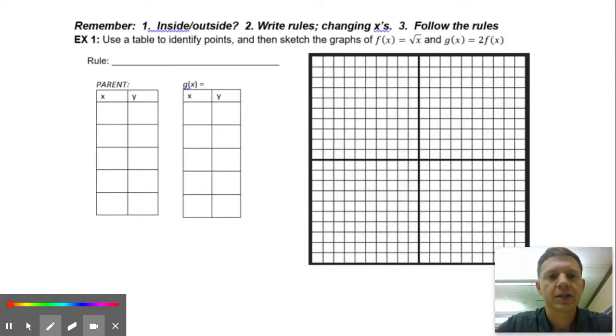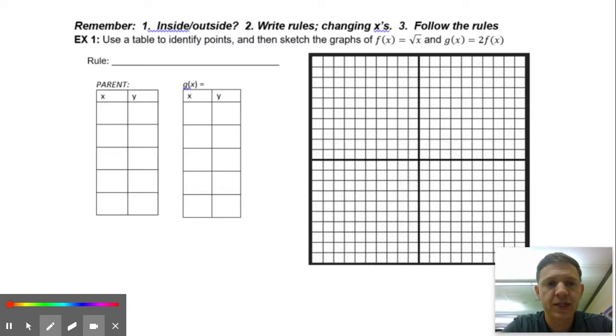All right, let's look at this first example. At the top, it's just a reminder to remember a few things. First, is that scale factor inside or outside of the parent function? So is it right next to the x or not? Then remember to write the rules and to think specifically about what the x's change, because remember we have that 1 over b factor. That's a little bit tricky. And of course, just follow the rules when you're transferring the points.